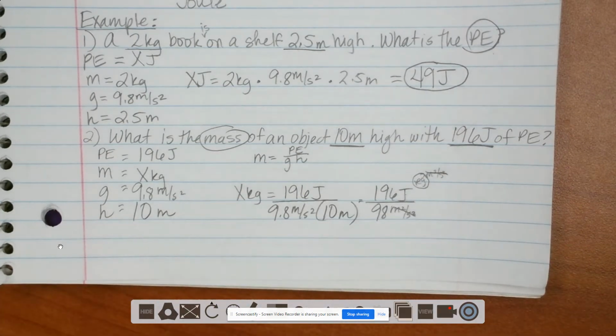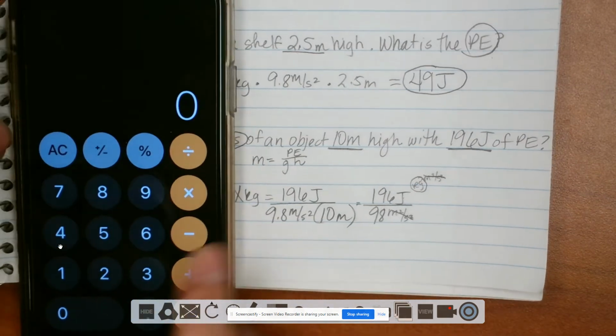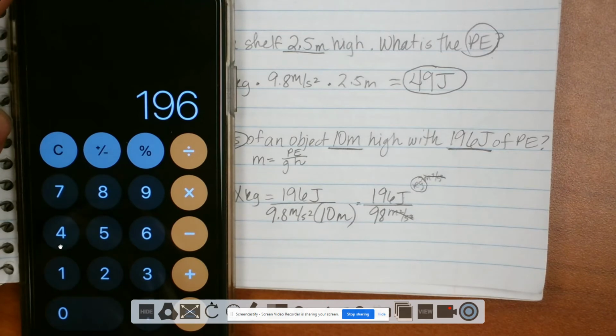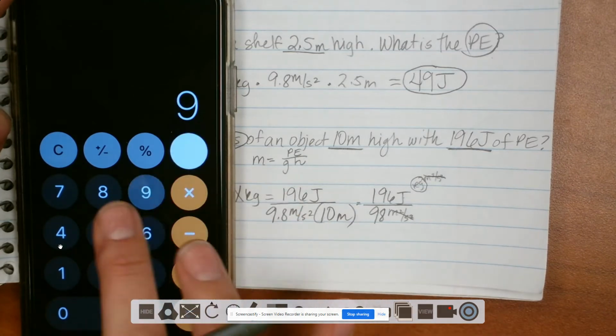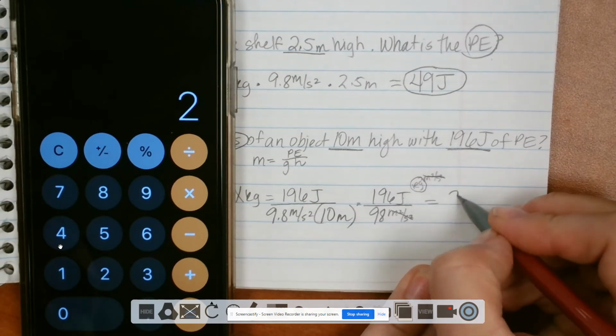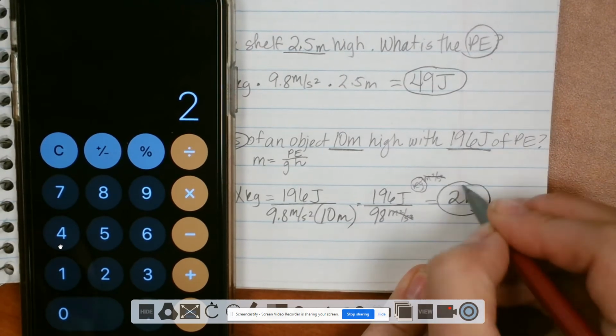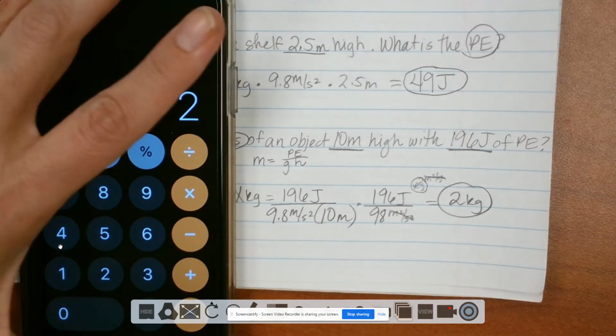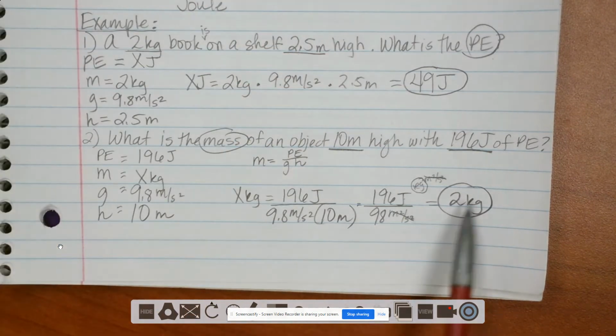Now I just have to do the division. So I have 196 and I have 98. 196 divided by 98 is going to give me 2 kilograms. That's my mass. So that's the mass of the object with all of this important information that we just solved with. Hopefully that's pretty easy for you.